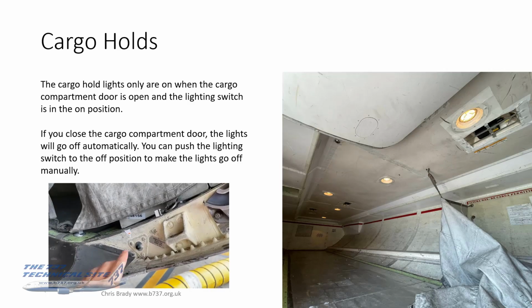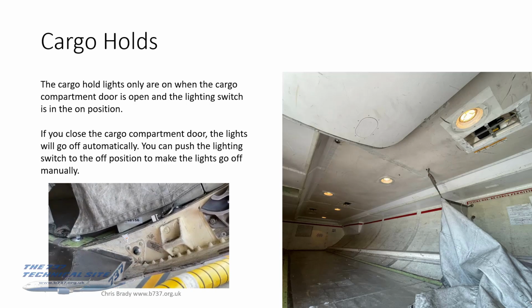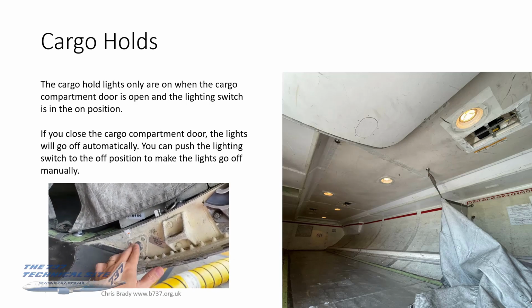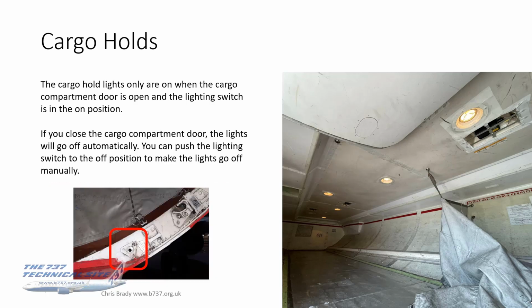If the door's open, you can push the lighting switch to the off position to make the lights go off manually. But the normal operation is it's automatic. Door opens, lights come on. Door closes, lights go off. This switch really just gives you the option to have the light switches off with the door open.